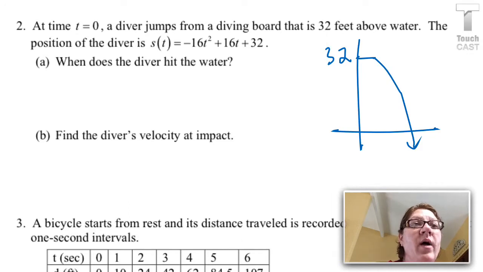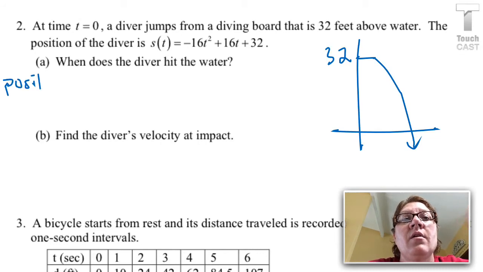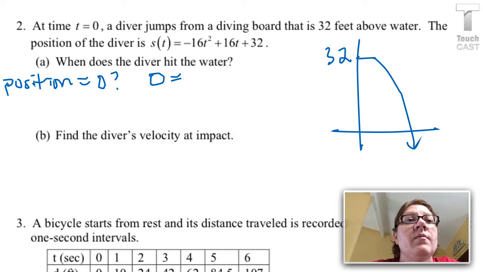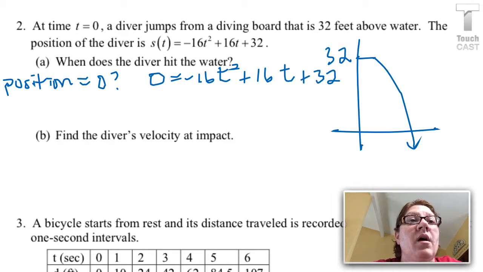So when does he hit the water? Well, that's really nothing more than asking me, when is position 0? So I would set that whole thing equal to 0. And I'm anticipating I'll have two answers, right? It's a quadratic. Notice anything we can do with it right now? Yes, you are geniuses. Super geniuses, I might add. And that we can take out a negative 16.